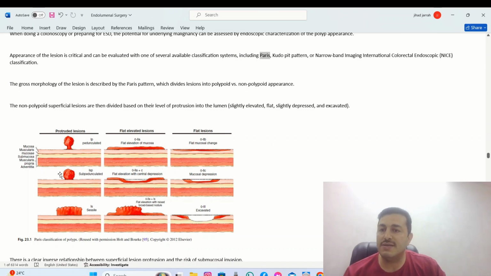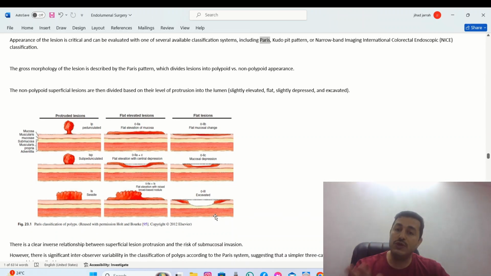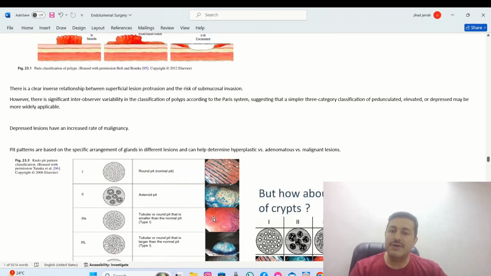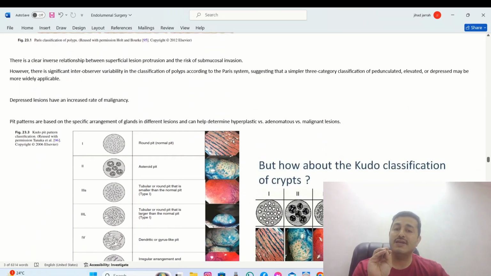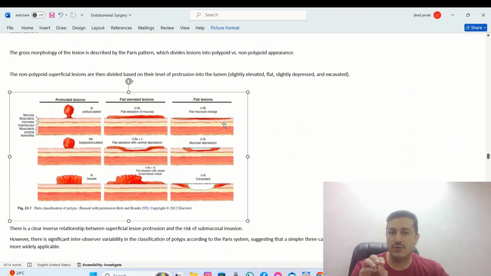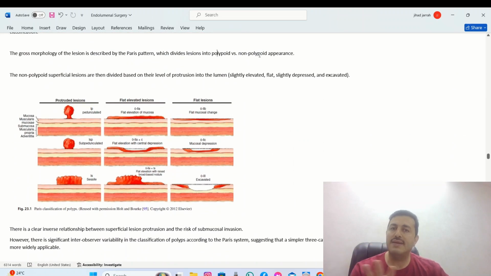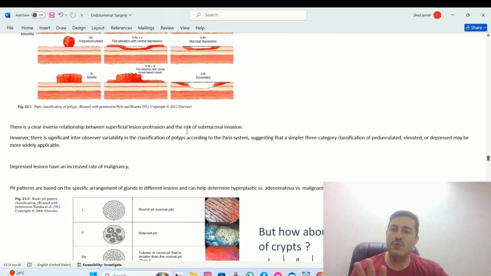The Paris classification. This is the Paris classification. They classify polyps according to the protrusion: protruded, flat, slightly elevated, even excavated. These lesions which are depressed have a higher risk for invasion. So this is one of the classifications on which we depend to determine the risk of malignancy. Another classification is what we call the pit pattern. The Paris classification classifies lesions into polypoid and non-polypoid, and it's a matter of another lecture.